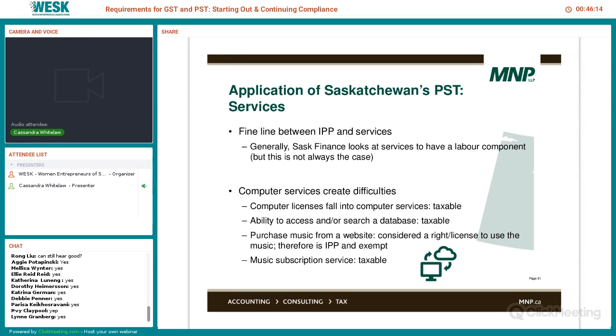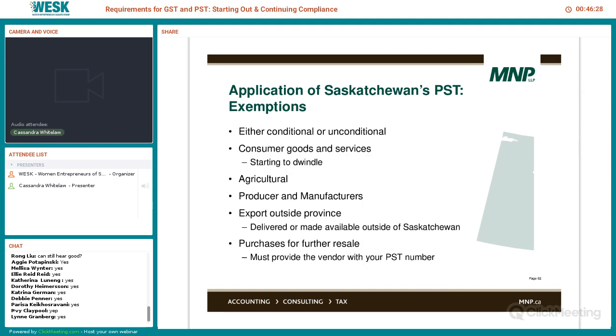It is kind of hard sometimes to tell between intangible personal property and services, especially with computer services. So if you are offering either of these, just take a look at the bulletins and make sure that you've got your service classified correctly. There are some exemptions for PST, mainly in the fields of agriculture, production and manufacturing, exports outside of a province, and purchases for further resale.